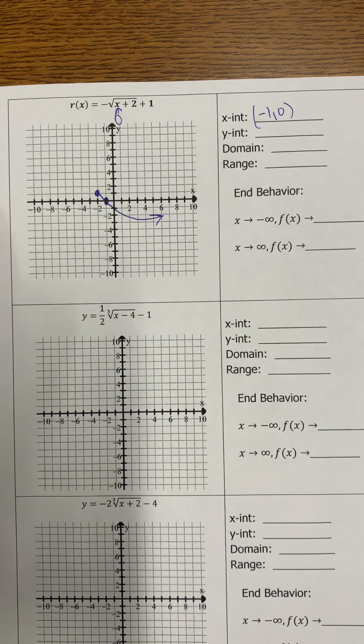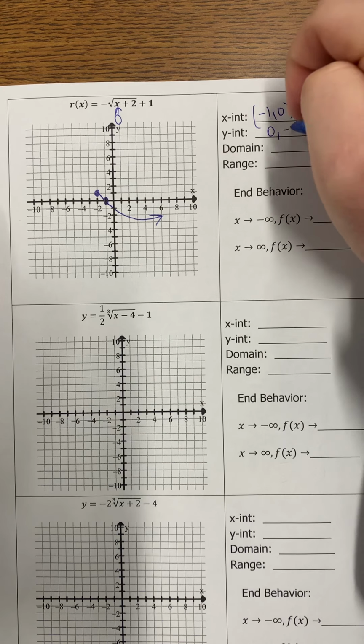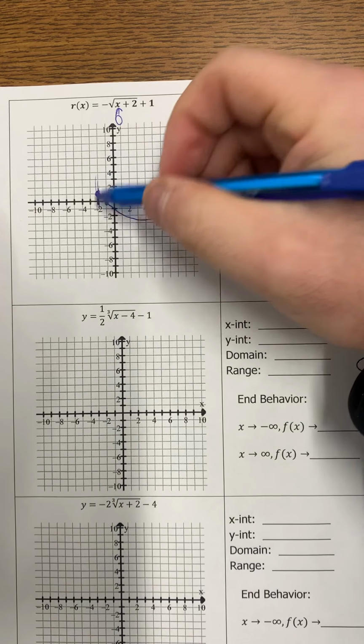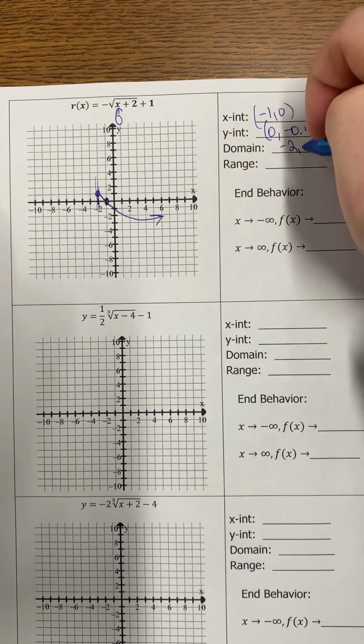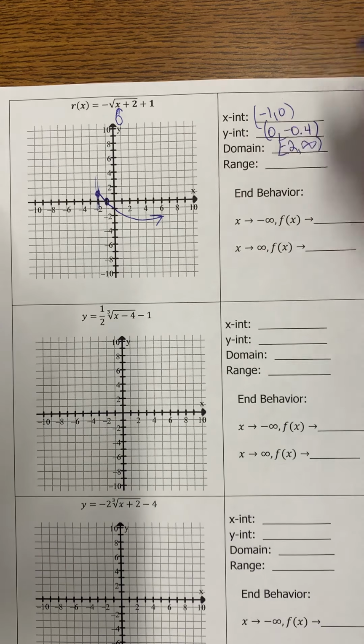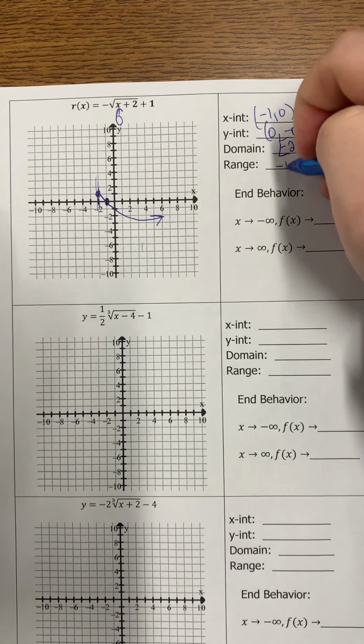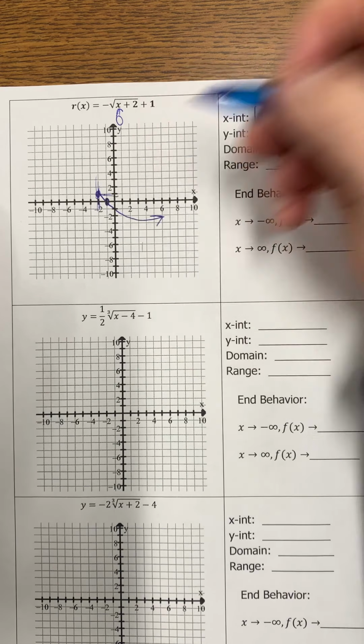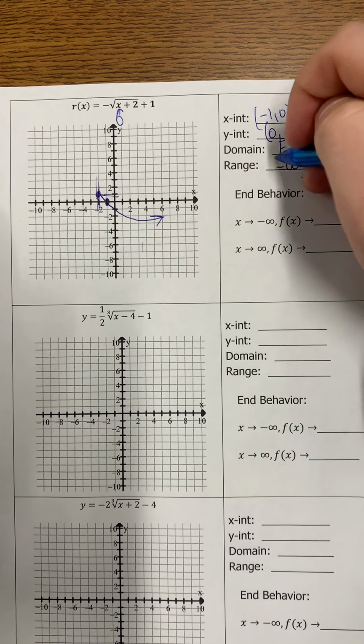Negative the square root of 0 plus 2, and then outside the square root, we're going to put a plus 1, and we get negative 0.4 if we round to 1 decimal place. The domain, we go left to negative 2, and we go right forever. The range, our graph's reflected this time, so it goes down forever, and it only goes up to that point. The y value of that point right there is positive 1.